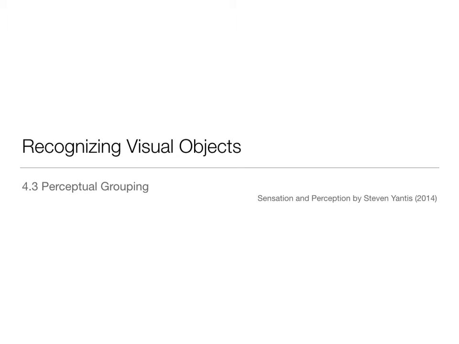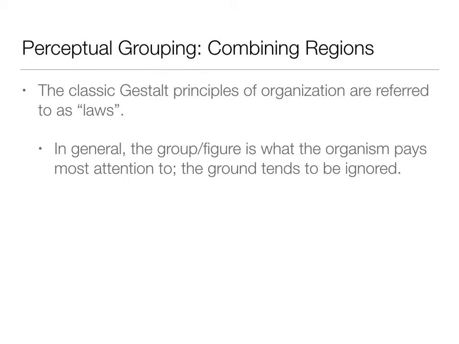Dr. Atchison here, and we are talking about Chapter 4, Recognizing Visual Objects, and we've moved on to perceptual grouping. Perceptual grouping is another area that you have probably covered in intro, but we're going to talk about it in a little bit more depth, and this is the idea of the gestalts.